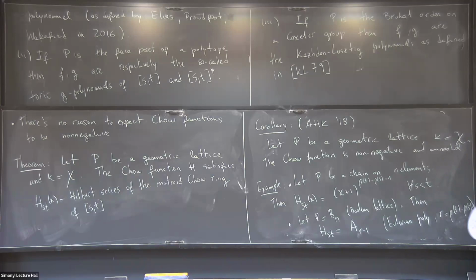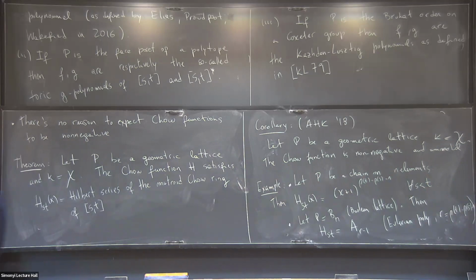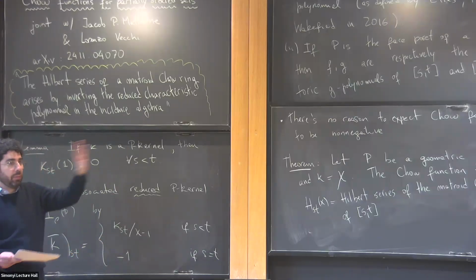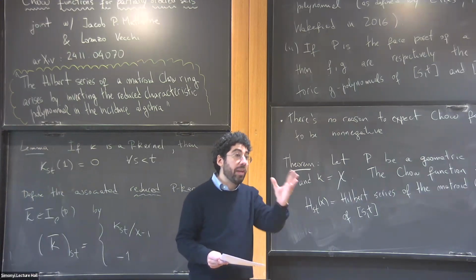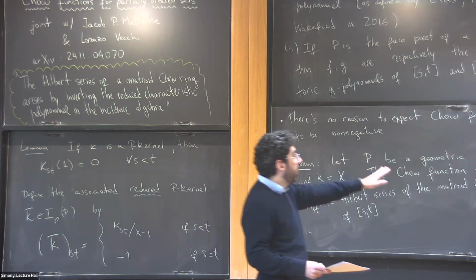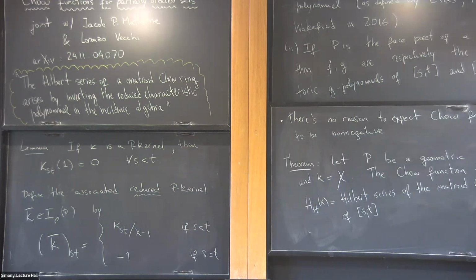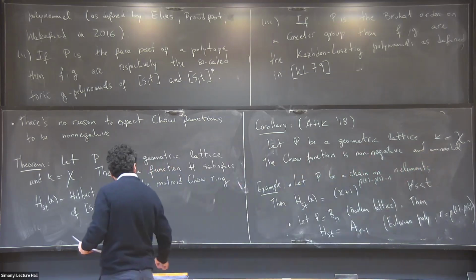Okay, so this is a theorem that explains the name Chow. Now let me go back to the general setup. I will have any poset and any kernel, and I will give you the main result that, among other things, will prove that for any graded bounded poset, dropping the assumption of geometric lattice, this statement is still true.